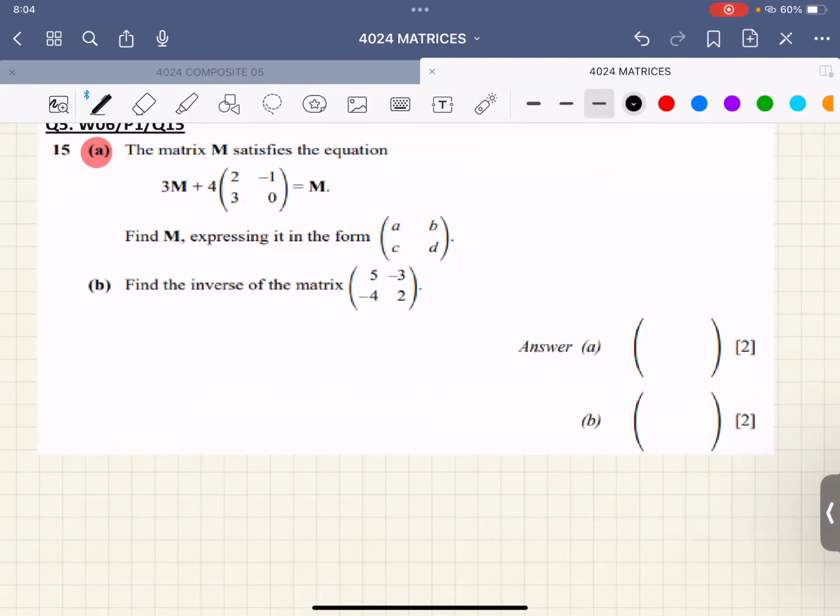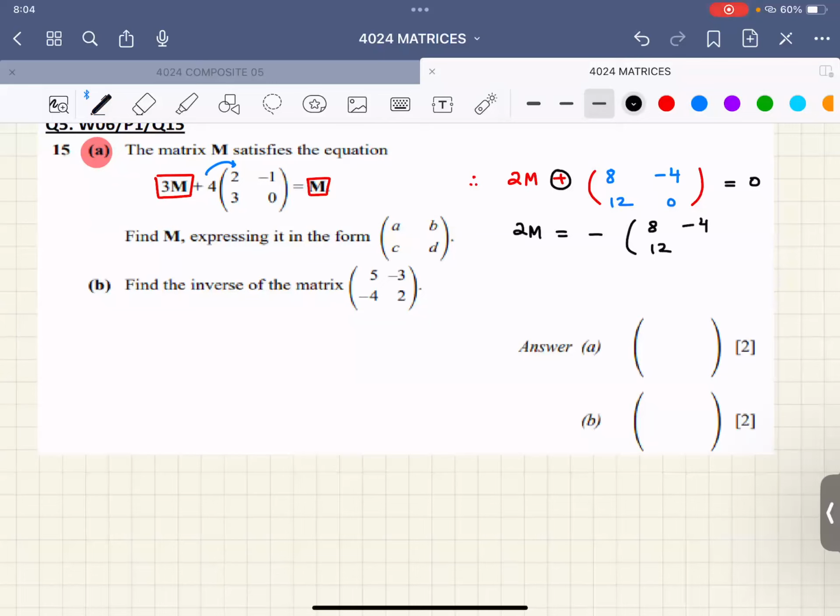So basically, why don't we make m the subject first? So this is 3m, this is m. Can I write this thing as 3m minus m, which is 2m? And this is plus. And let me multiply this out, 4 with each one of them. So 4 into 2 is 8, 4 into -1 is -4, 4 into 3 is 12, 4 into 0 is 0, and this equals 0. So therefore, 2m equals, take it to the other side, this becomes negative, and this is 8, and this is -4, and this is 12, and this is 0.